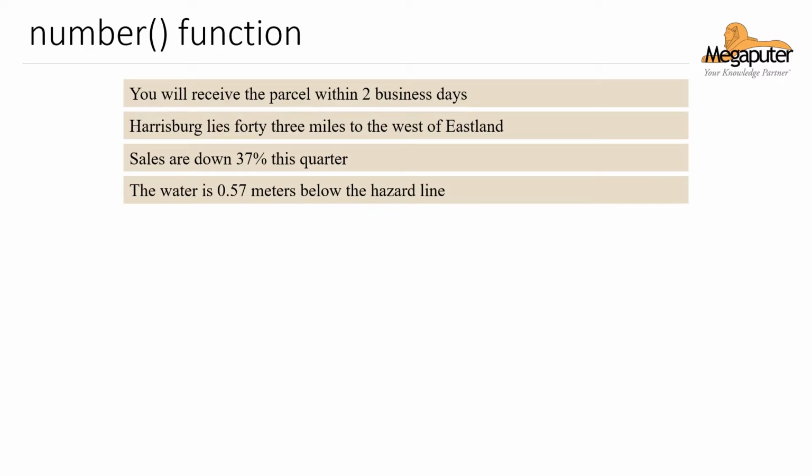Let's look at a few examples. We'll first consider this corpus of records here, all of which feature mentions of numbers. Now, if we apply the number function with no arguments to set restrictions, it'll match any record containing a number. So, the function number with no restrictions will recognize all mentions of numbers in this corpus of records.